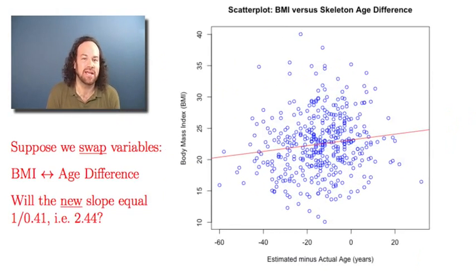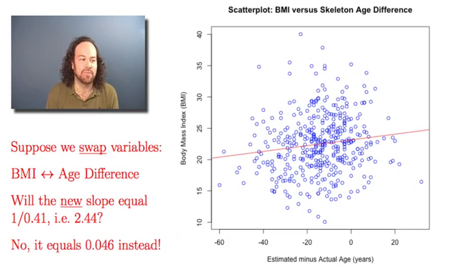Here's a linear regression where now the independent variable, or x value, is the age difference, and the dependent variable, or y, is now the BMI. Well, in that case, we get a graph like this, and we can see that we again have a red line with a slightly positive slope. But is this slope just 1 over the other slope? No, not at all. This slope is equal to about plus 0.046, which isn't even close to 1 over 0.41, which was the other slope. So, in other words, regression is not symmetric. Regressing one variable against another is not the same as regressing the second variable against the first one.